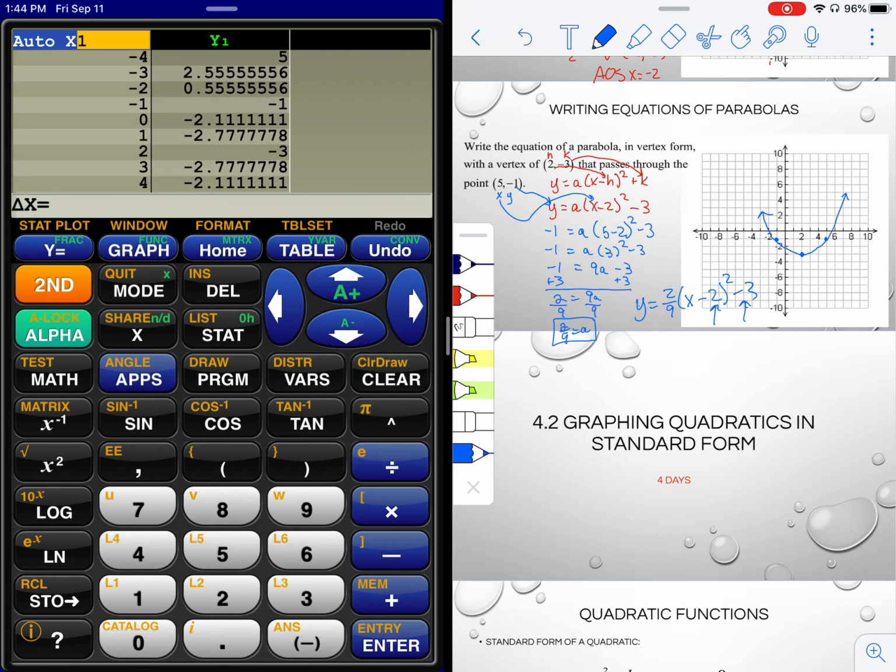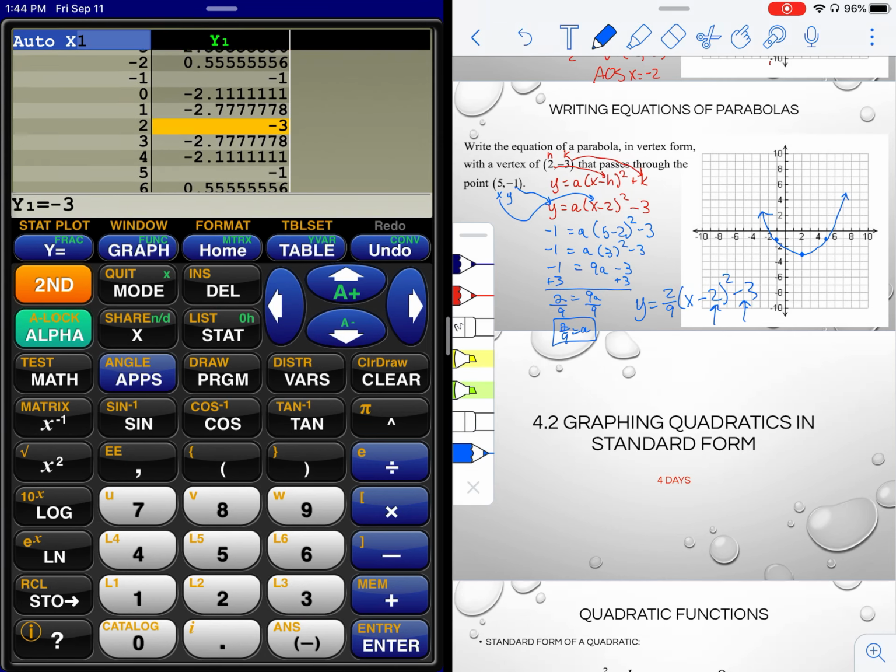Okay. So we should be able to see 2, -3, okay, right here is the middle. And then as we go above and below, the points are the same. -2.77, -2.11, 5, -1, and -1, -1. We recognize the symmetry in the table. So we're looking for that is our vertex, that's our middle, and then our symmetry is based off of that. So 5, -1 is there as a point, so we know that our a value is correct.